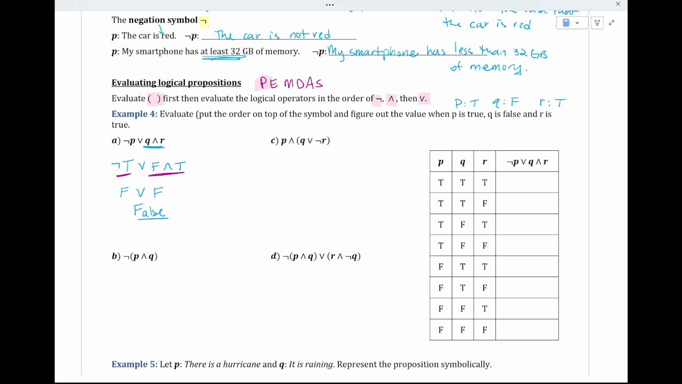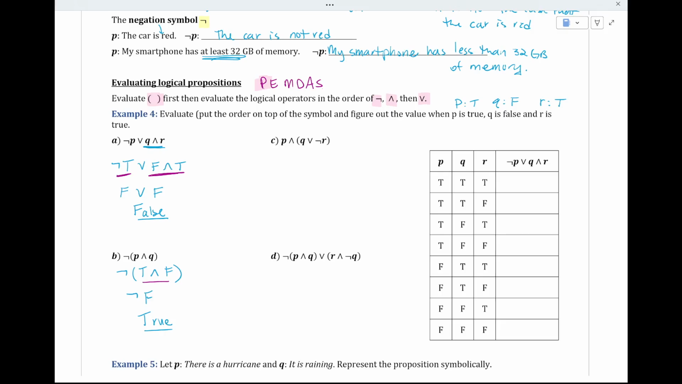Let's take a look at B. Not, and then in parentheses, P or Q. I'm going to rewrite this. Not, and in parentheses, P is true and Q is false. And I am going to do what's in the parentheses first. True and false, which is false. So not false is true.